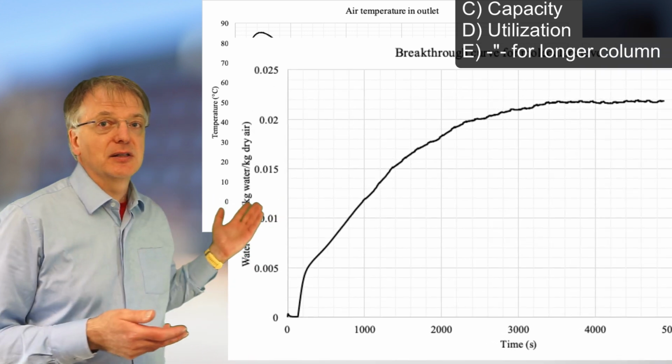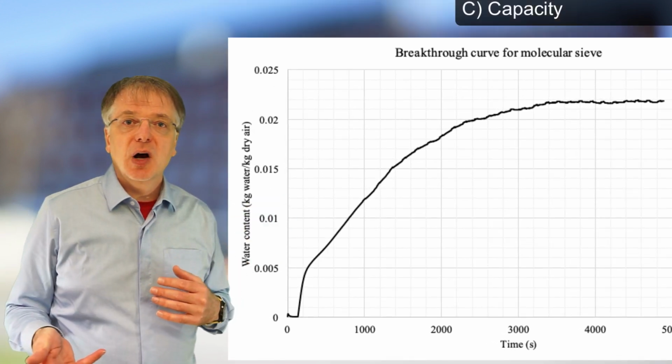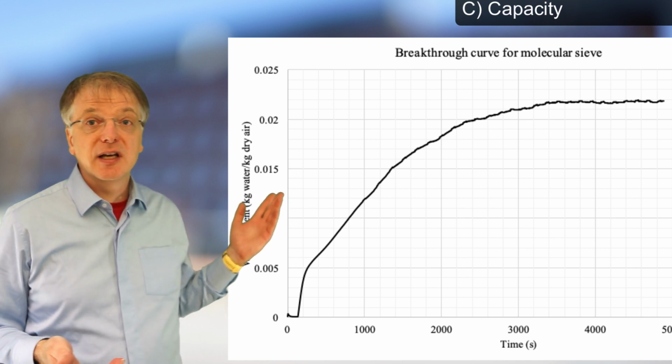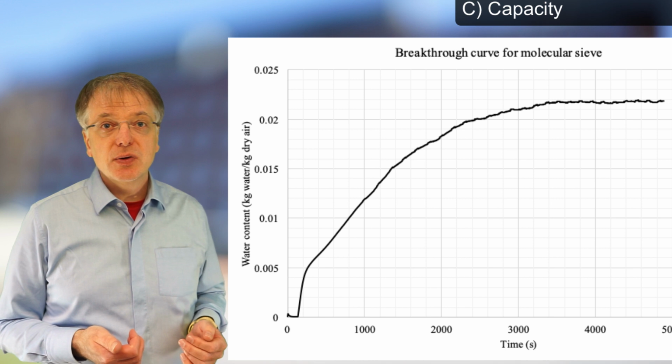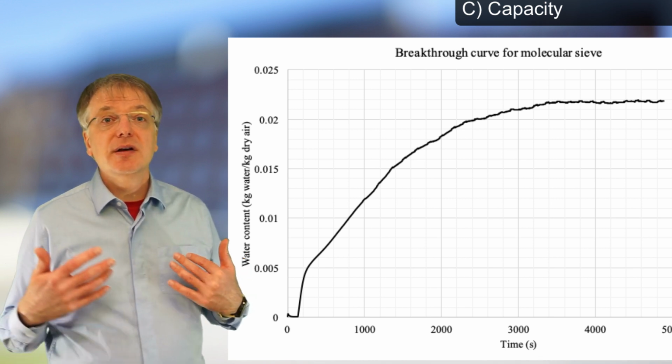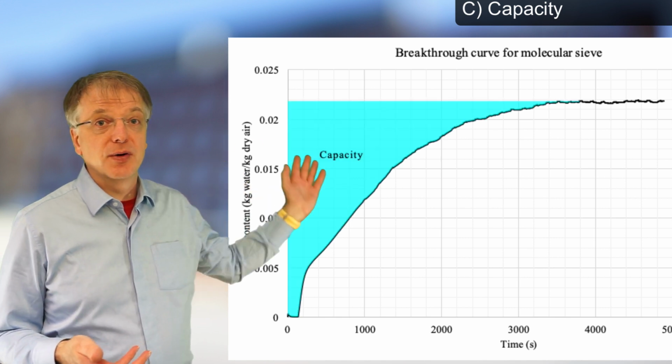Now, let us look at this breakthrough curve. We are asked to determine how much water can be adsorbed. That is the same as determining the capacity of the column. So we do like we always do when we determine the capacity, we determine the area above the breakthrough curve.